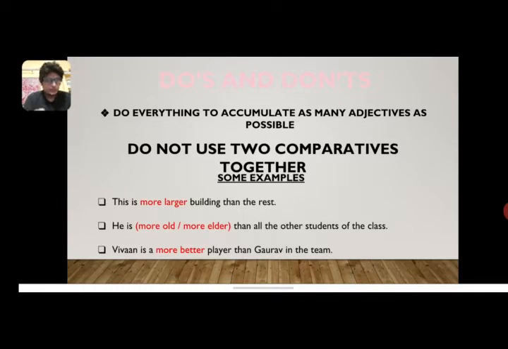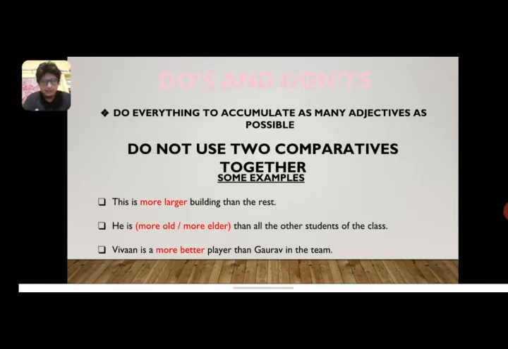Now what I've told you earlier is that if there is something that is the best out of all, you have to use the superlative degree, but here we are using the comparative degree. But still, we are making a comparison between a lot of things. Now, this is a larger building than the rest. So that means we have assessed a lot of buildings. It is not being done between two buildings. The comparison is being made between a lot of buildings.